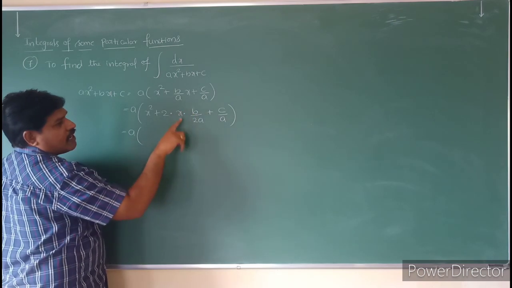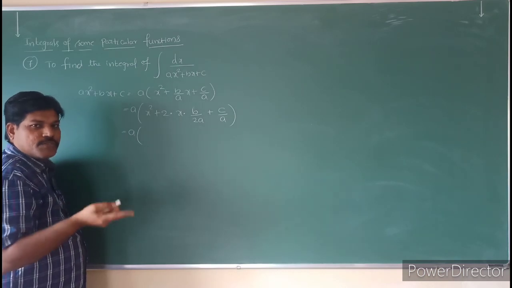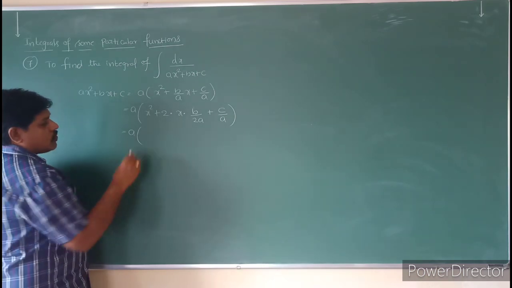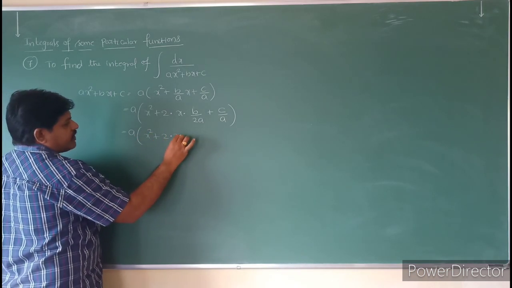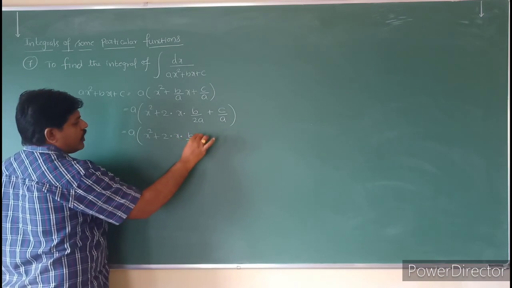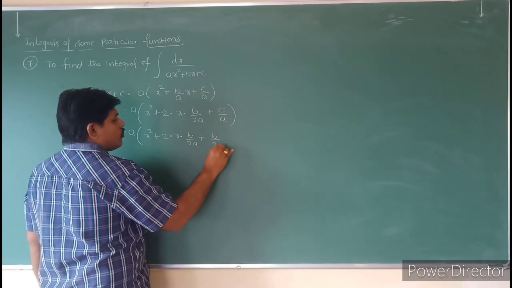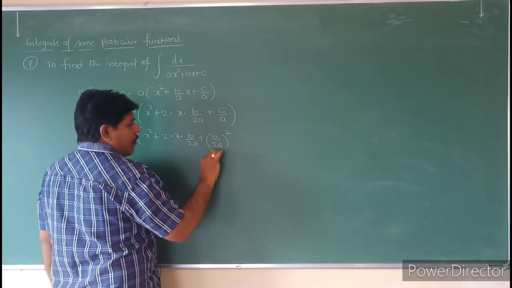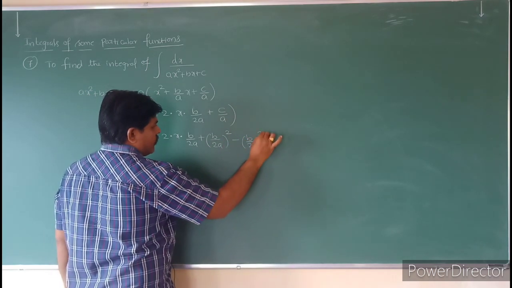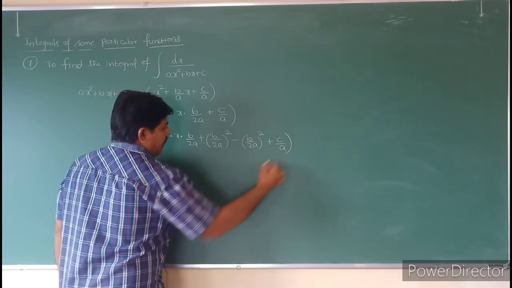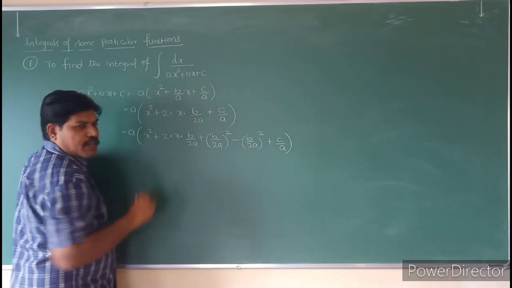So what is the b value here? The b value is b by 2a. If you want to get a plus b whole square or a minus b whole square, you need to add b square. So what will I add? x square plus 2 into x into b by 2a plus b square, what is the b square? It is b by 2a whole square, and I will subtract the same term, b by 2a whole square, plus c by a. So b by 2a whole square is added and b by 2a whole square is subtracted.